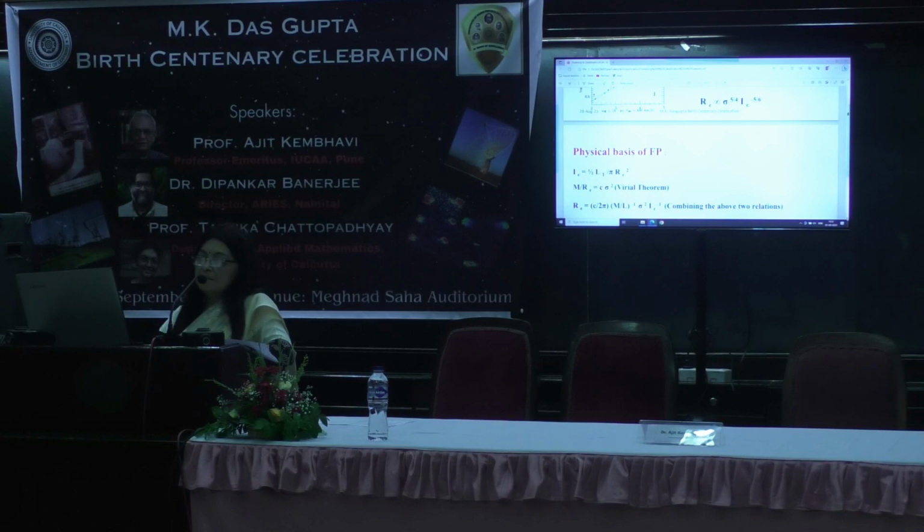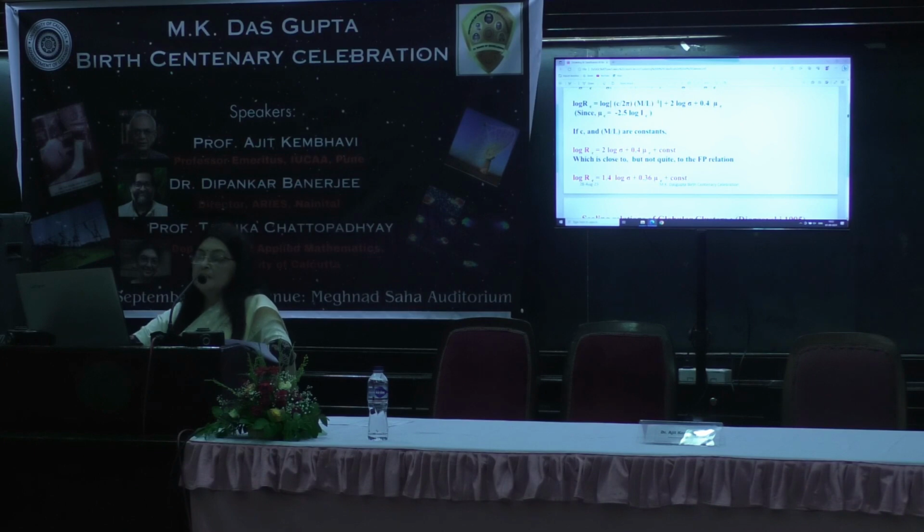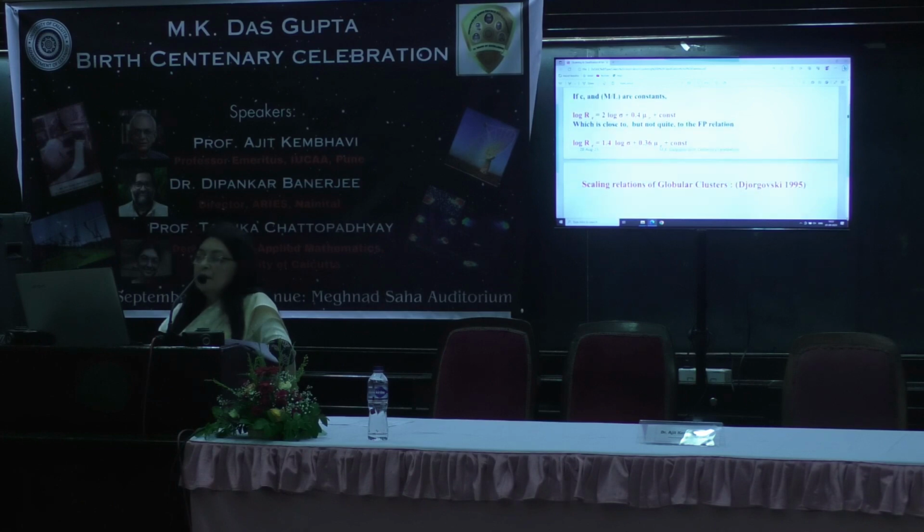Now, what is the physical basis for the fundamental plane? If we go through the fundamental plane, we see that log Re equals 2 log sigma plus 0.4 mu e plus a constant, which is close to the virial plane. The virial plane is log Re equal to 1.4 log sigma. So it is close to the virial plane. Now what is a virial plane? The virial plane is a plane which shows that astronomical bodies are in dynamical equilibrium.